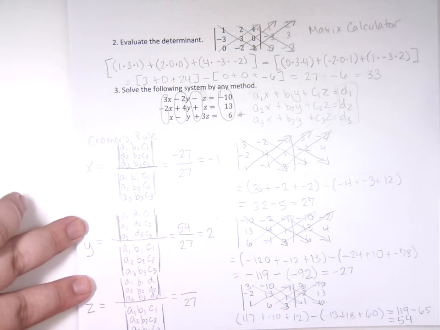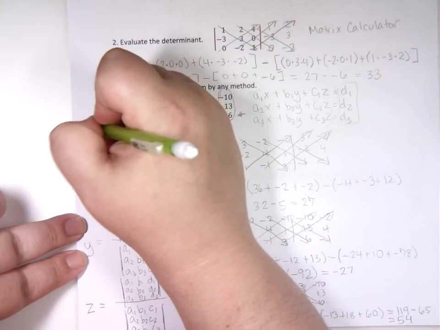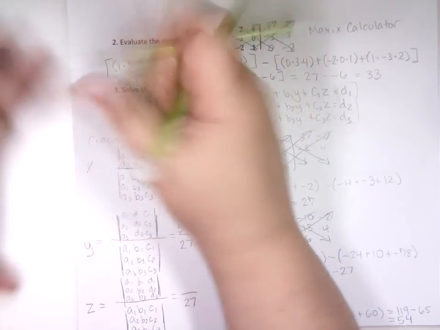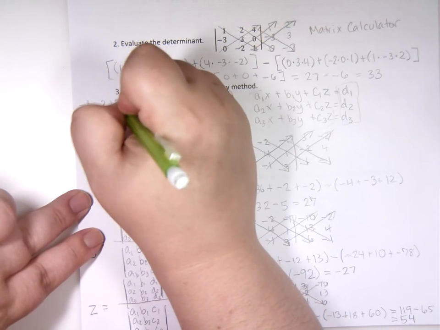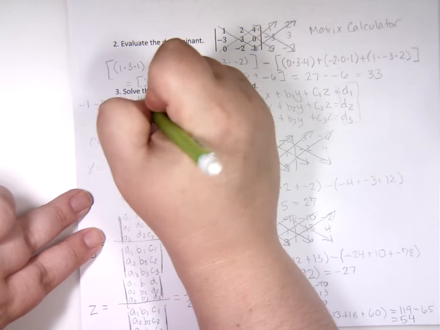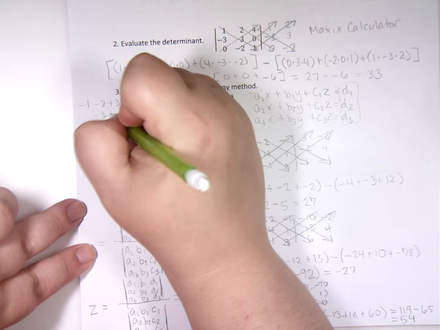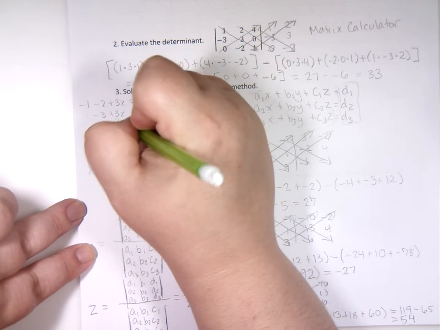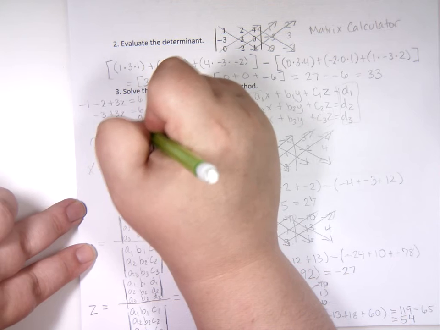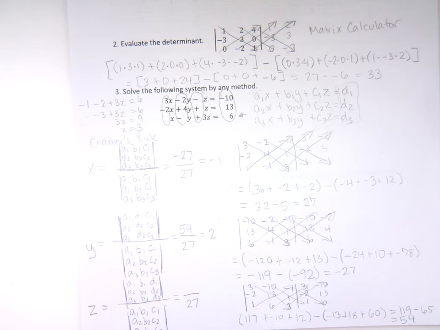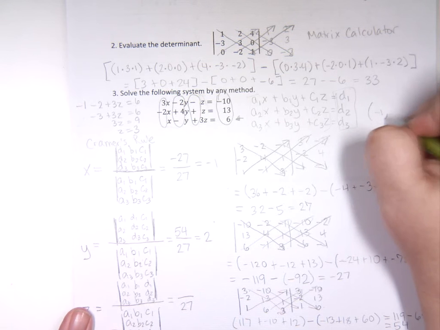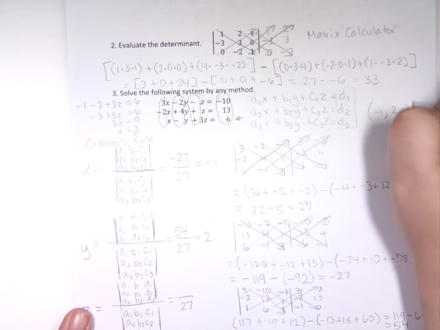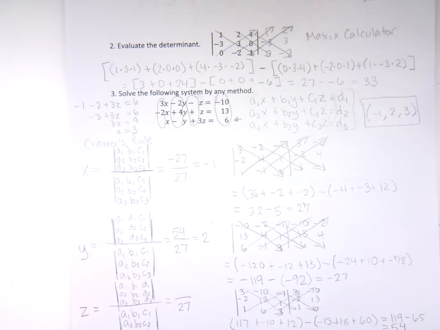So we've got, let me do it up here so I can work out some steps. Negative 1 minus 2 plus 3z is equal to 6. So we've got negative 3 plus 3z is equal to 6. 3z is equal to 9, and z is equal to 3. So now we have a solution to this. Our solution is the point negative 1, comma 2, comma 3. And we got some good practice in working with determinants. All right.